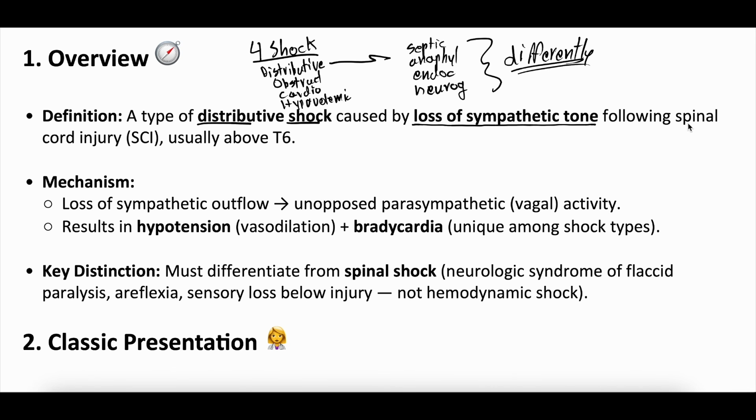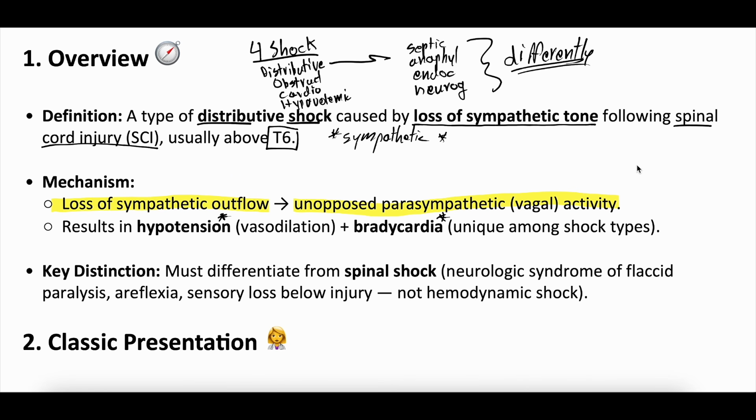You lose this sympathetic tone because these patients have a high spinal cord injury, usually above T6. And your sympathetic chain, the way in which you have sympathetic innervation, is above that. So when you have a significant spinal cord injury, most commonly above T6, you are unable to mobilize your sympathetic tone, and this can lead to shock. So the mechanism here is loss of sympathetic outflow. This leads to unopposed parasympathetic activity, and it results in things like hypotension and bradycardia.